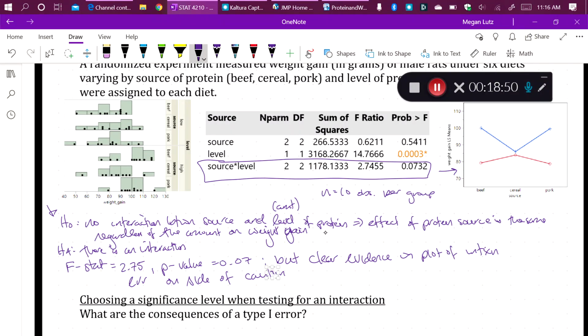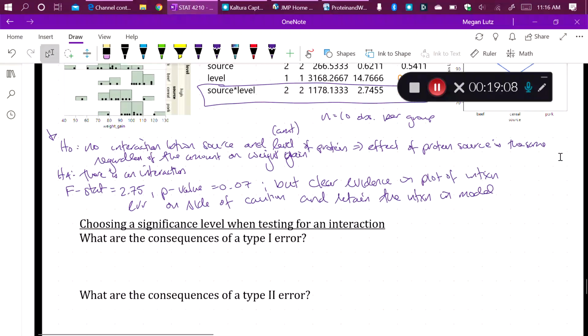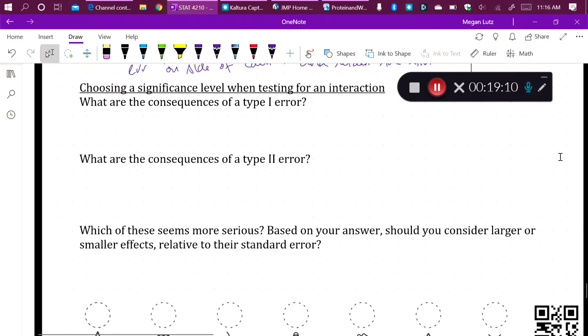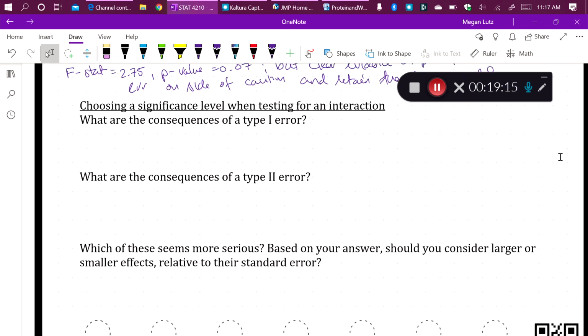We're going to retain the interaction in the model. And let's think about why. How would we choose? If we were going to use a strict significance level cutoff for deciding whether to reject or fail to reject a test for an interaction, how would we choose that threshold?